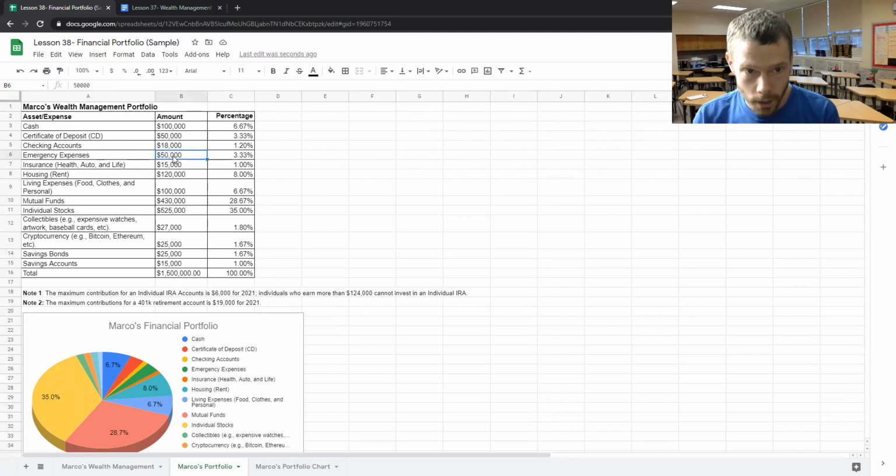This way, if you change any numbers, so let's say I change emergency expenses to 23,000, just for example, all the percentages do get changed. So that's something to keep in mind as well. And you'll notice that even the chart itself changed as well.